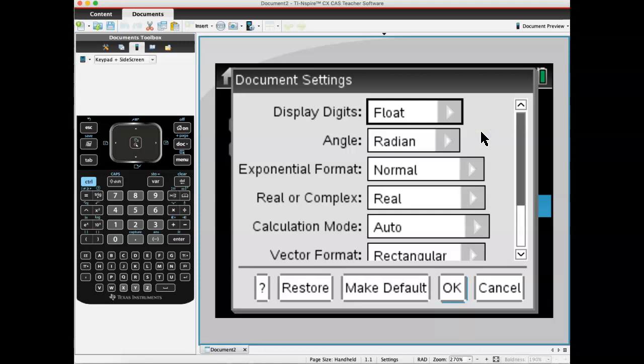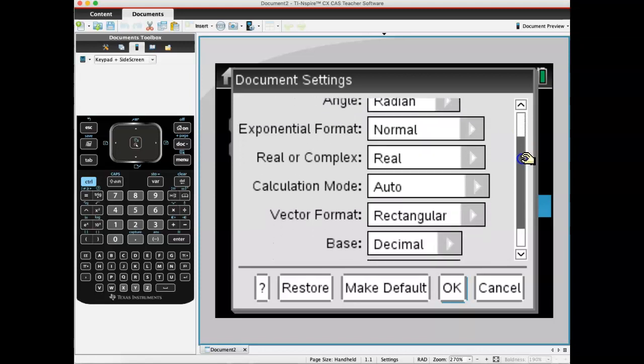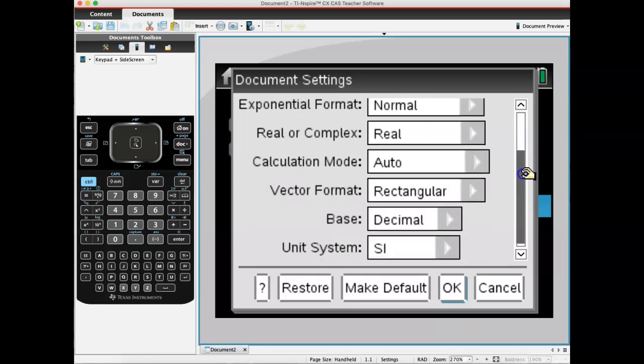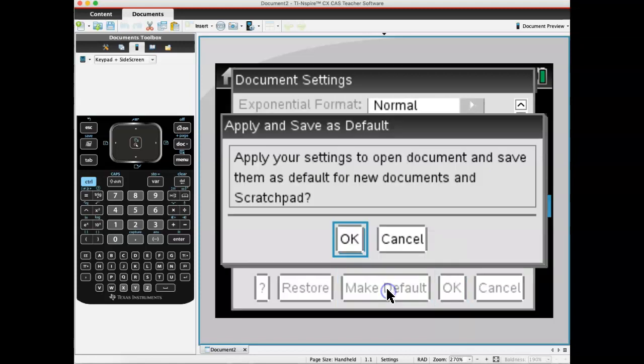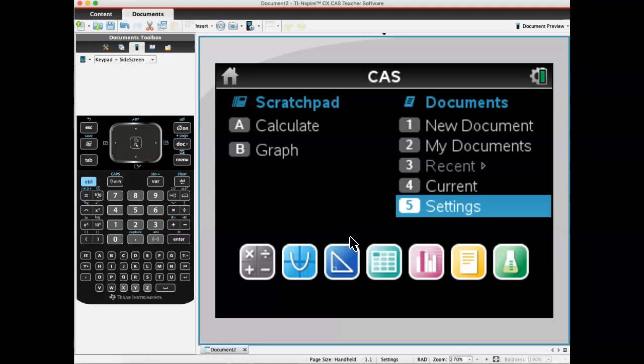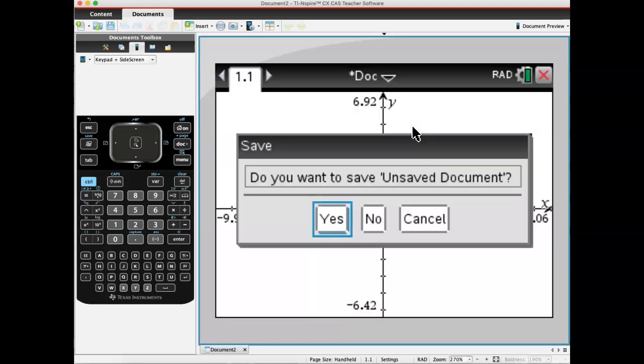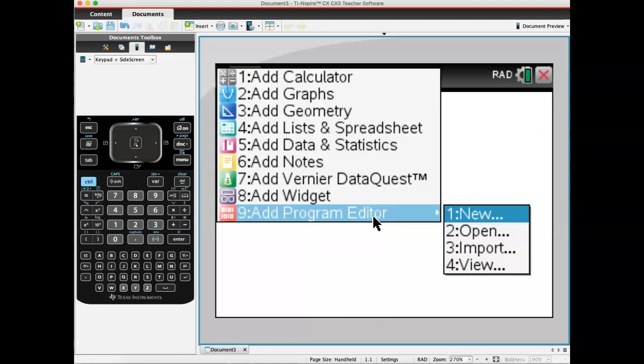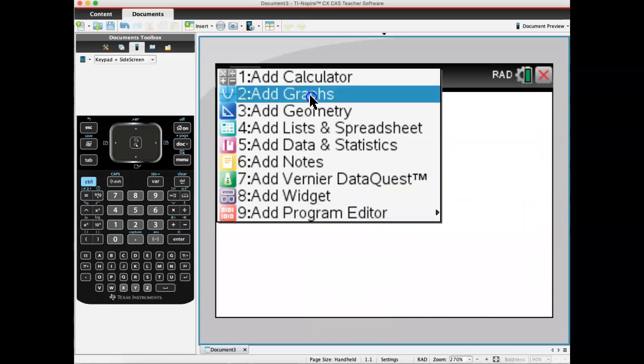Also, when you get into trig, you might have to flip-flop between radians or degrees. Typically we're always in radians. But the main thing is make sure your display digits are on float. Everything else should be good. Make sure you click that to make your default. Hit OK. And then we're going to go do a new document. Nope, not going to keep that one. And in that new document, we want to add a graph.